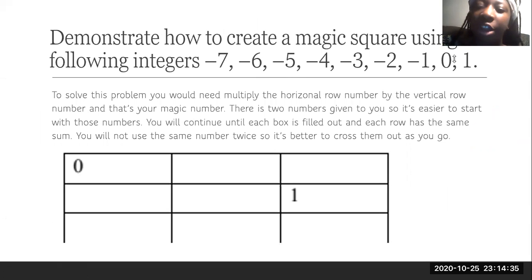A magic square, we will not be able to use the same number again. And we'll have to have the same number equal horizontally and vertically and diagonally. All numbers have to equal the same. So let's start with the magic square.